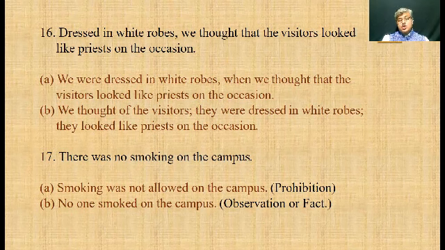There was no smoking on the campus. The first meaning is smoking was not allowed on the campus. That is prohibition. Smoking is prohibited on the college campus. And the second meaning is no one smoked on the campus. That is the observation. That is the fact. It is observed that when we visited the college campus, we found that no one smoked on the campus.